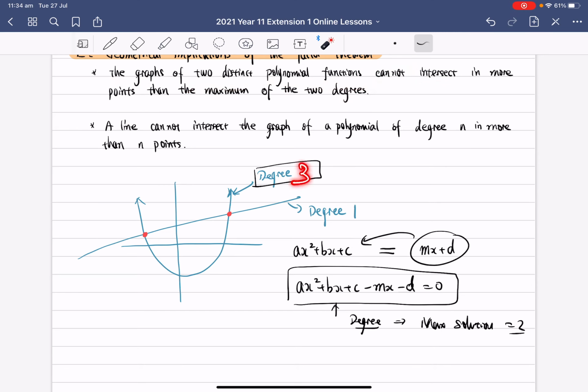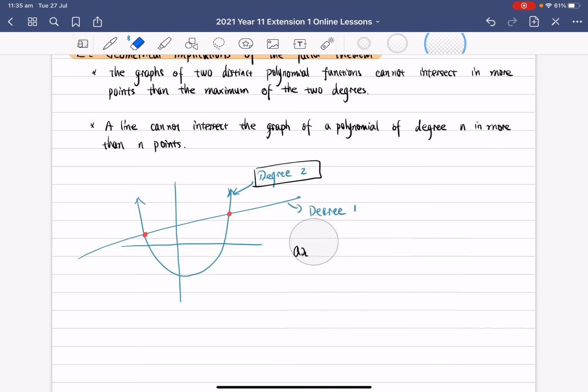So if that's a degree of 3 and that's a degree of 1, then the maximum number of intersection points is 3. I hope that makes sense. You can't have 5 points. In order for you to have 5 points of intersection, you need at least one of the functions to have a degree of 5. Otherwise, it's impossible.